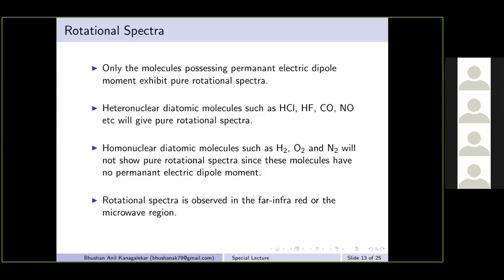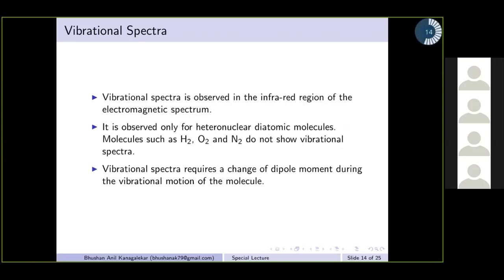We'll discuss why it is in the far infrared region. Far infrared or microwave region of the electromagnetic spectrum, you will see the rotational spectra. So vibrational spectra is seen in the infrared region of the electromagnetic spectrum. The molecules which show it are those where there is a change in the electric dipole moment of the molecule while vibrating. When the molecule vibrates, there should be a change in the electric dipole moment.